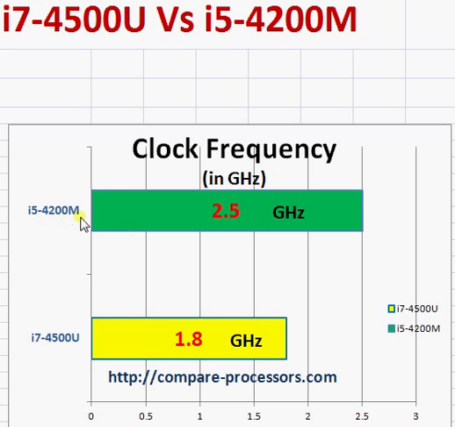So the regular part 4200M has a 2.5 GHz base clock, while the U part is 1.8 GHz. By lowering the core voltage, the low power processor keeps its frequency low. You cannot achieve a low voltage without lowering the clock frequency.